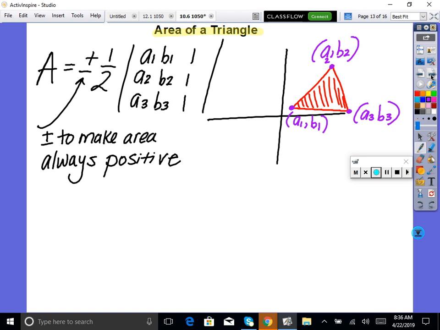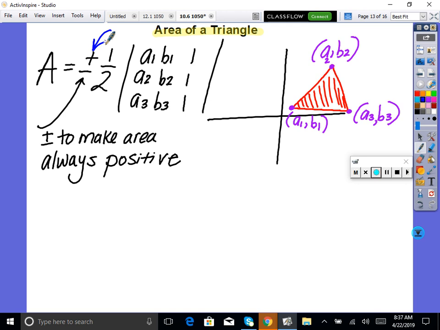You're going to have three XY points that create the triangle. So there's the first point, A1, B1, second point, A2, B2, and third point, A3, B3. These are just XY points. So this is the formula. You'll take plus or minus. The only thing the plus and minus is there for is that you just need to make it positive. No matter what your answer is, area is positive, which makes sense, right?